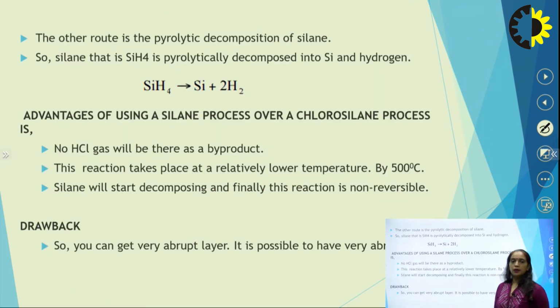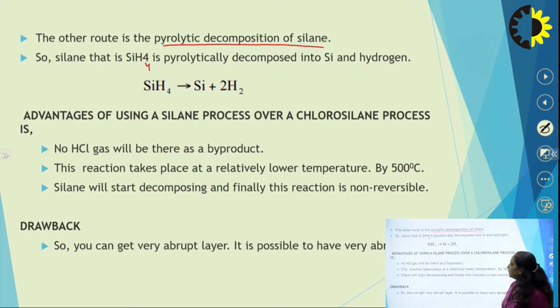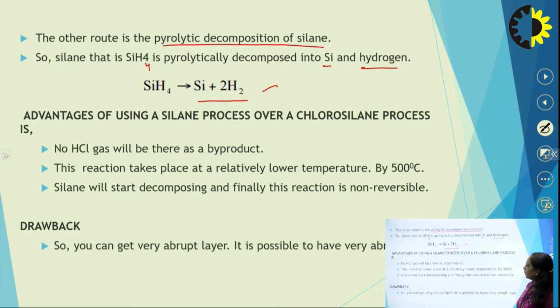One another route is there, that is known as pyrolytic decomposition of silane. So, this silane, that is SiH4, is pyrolytically decomposed into silicon and hydrogen, and the reaction is SiH4 gives you silicon and hydrogen gas. The advantage of using this process over the chlorosilane process is that no HCl gas will be there as a byproduct. The reaction will take place at lower temperature, that is 500 degrees C. Silane will start decomposing, and finally this reaction is non-reversible.